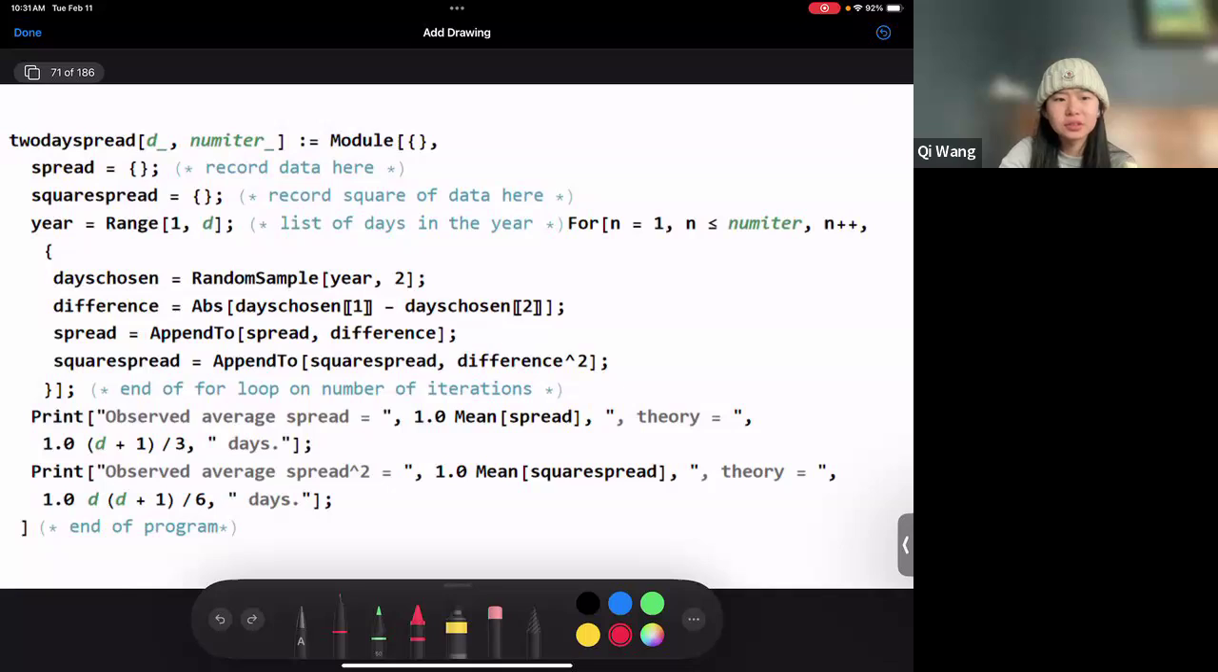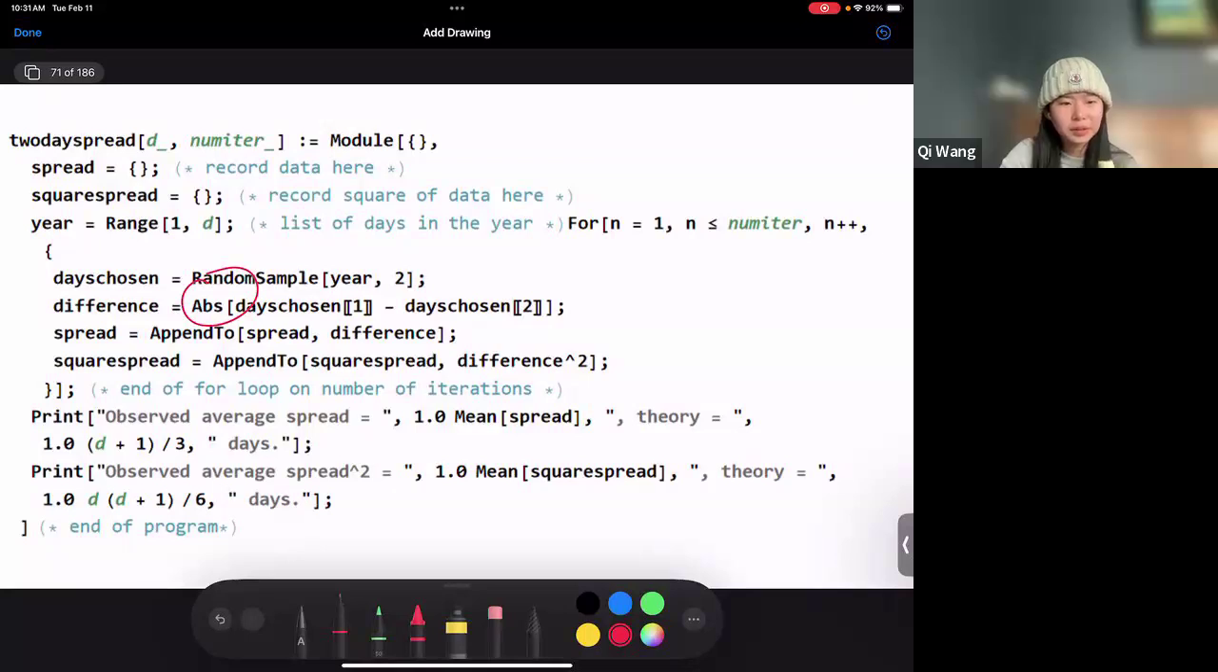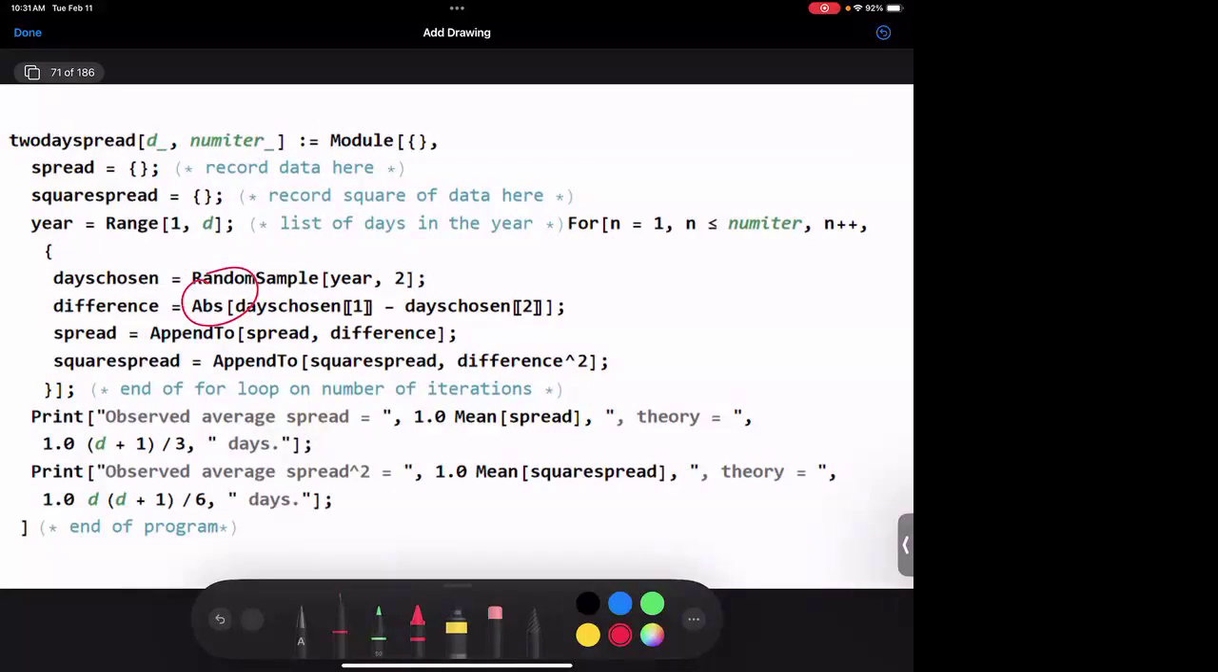I have a question. Yes. How do we make sure the first day will be larger than the second one? We don't. That's why I'm taking the absolute value. Oh, wait, oh, gotcha. Thank you. Yep. And so rather than risking sorting them, which I could do, I'm just taking the absolute value.